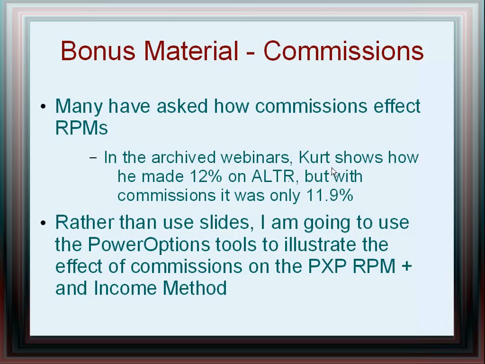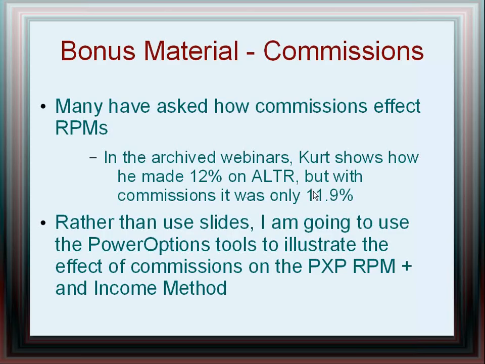Now, in the archived webinars, back on RadioactiveTrading.com, one of the tabs was for webinars. In the webinar archived from June 28th, I believe Kurt shows how Altera made 12% after his income methods and adjustments. He did an income method number 5 and an income method number 3 and rolled part of the income method number 5. That sounds like a lot of commissions, but it really only reduced his profit from 12% down to 11.9%.